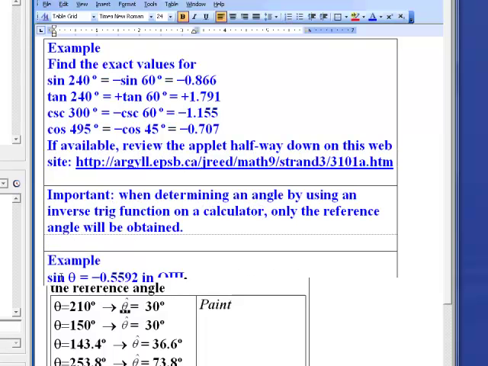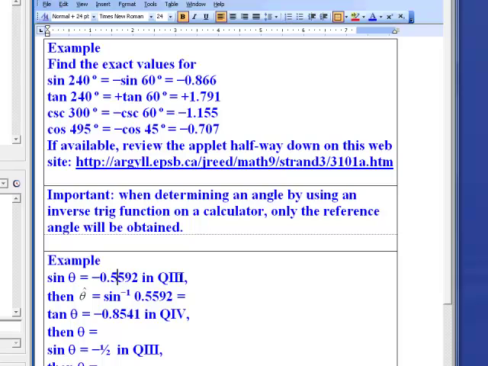So sine theta equals negative 0.5592 in quadrant 3. So we determine what the reference angle is. We take the inverse sine of 0.5592. Notice we dropped the negative. I'm going to do that on the side here, and then a moment ago I will show you. I just don't want to switch back and forth right now.